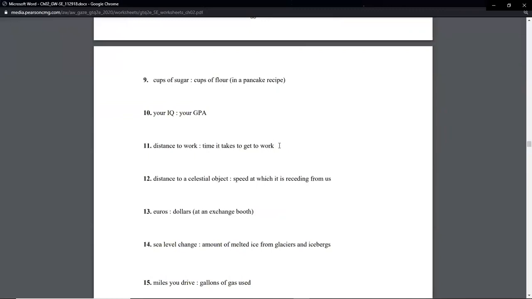All right, distance to work versus time it takes to get to work. Don't think about traffic and different paths you can take. Keep it simple. Number 12 is literally the same thing as number 11, even though it sounds a lot crazier. Distance of a celestial object and the speed at which it's receding from us. Just change celestial object to car and the speed at which it's moving away from us.